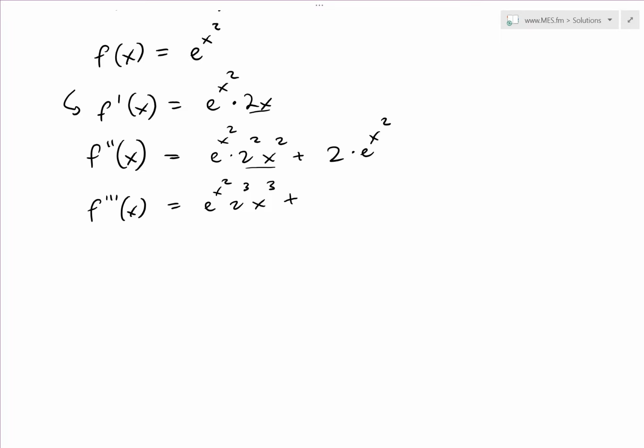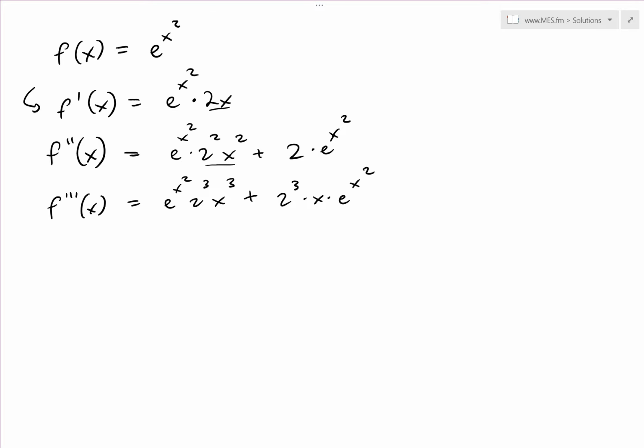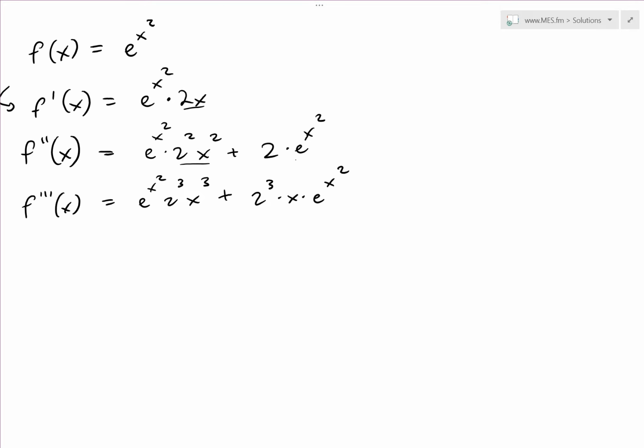This is going to be, well, this 2 goes down, so we'll have a 2³, and then there's going to be an x, and then an e^(x²). Now we have to look at this one right here, and the derivative of this is just going to be 2 times e^(x²), that's itself, and then using the chain rule this goes down, so we have this 2x times it here. What we could do is instead just put the squared here, times x, so just do that.